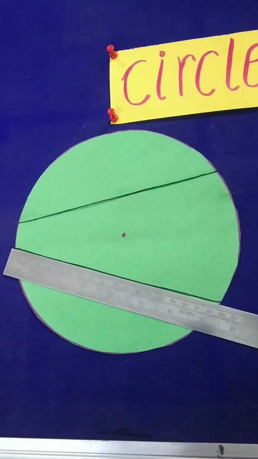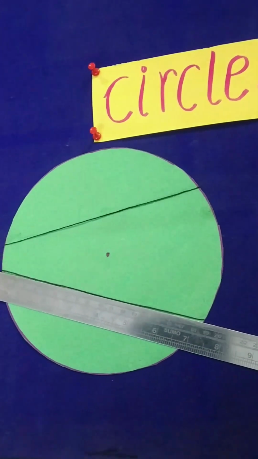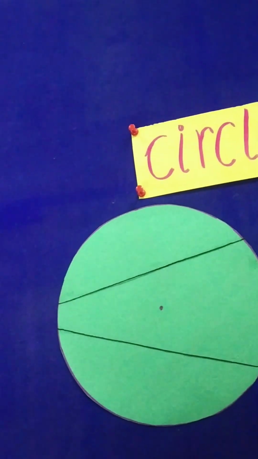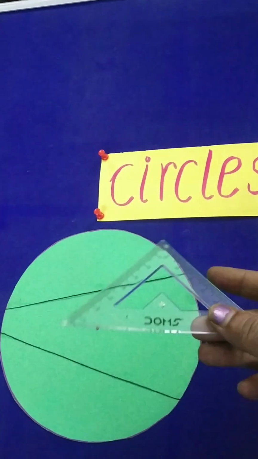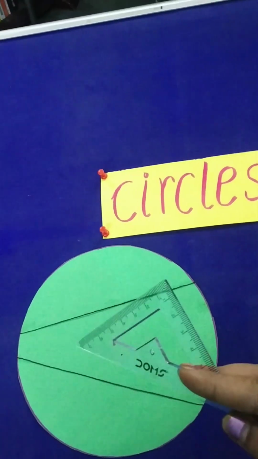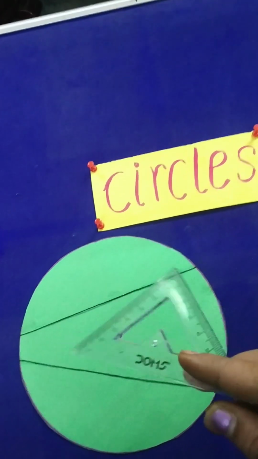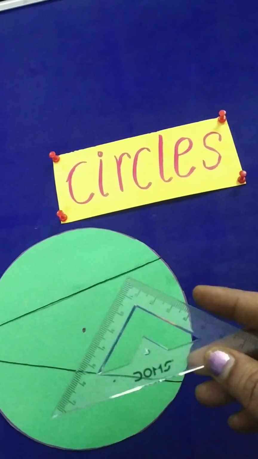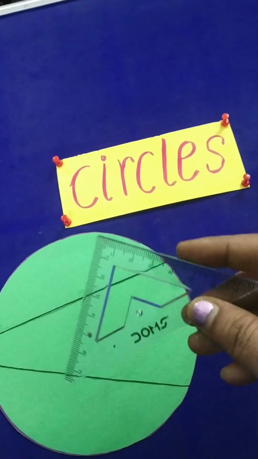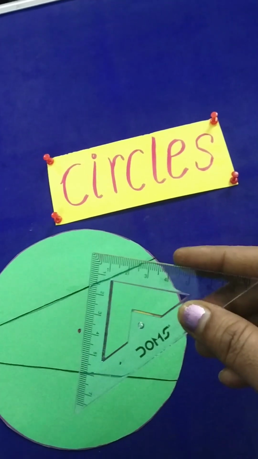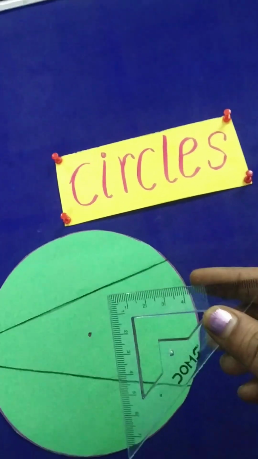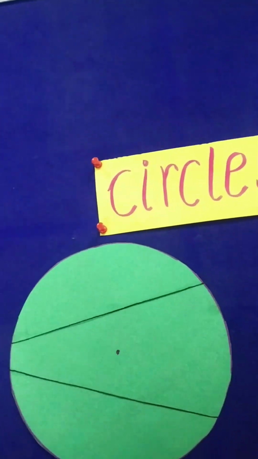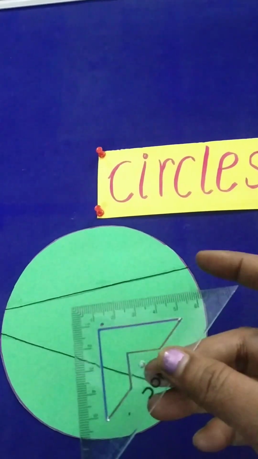So now what is our main experiment? We are going to check its distance from the center. Do you know what this apparatus is known as? This measuring tool is the instrument that we have in our geometry box called a square set. We have to check the length of the perpendicular line from the center to the chord, and we can measure it using this square set.